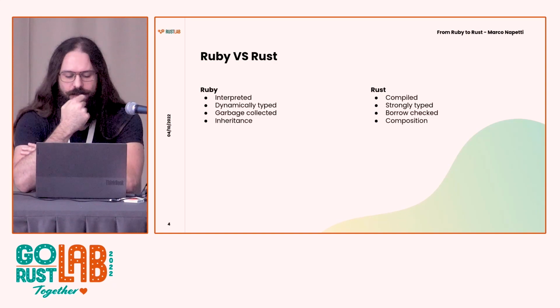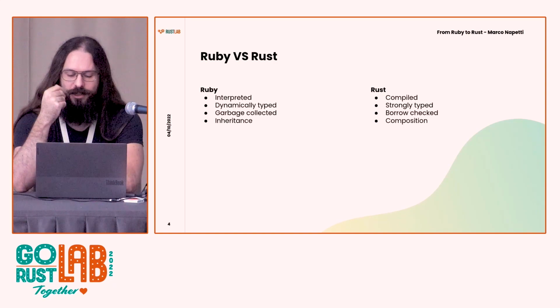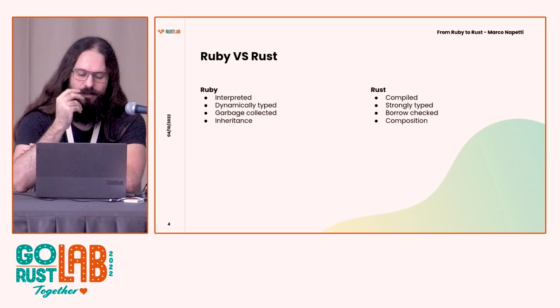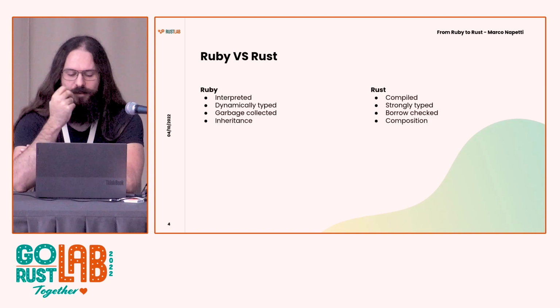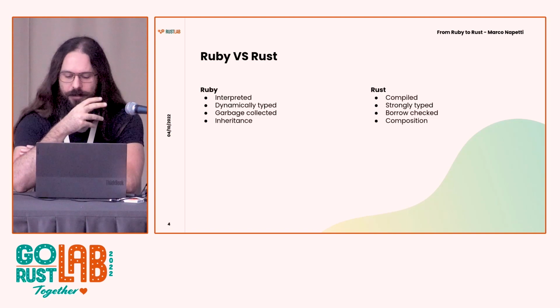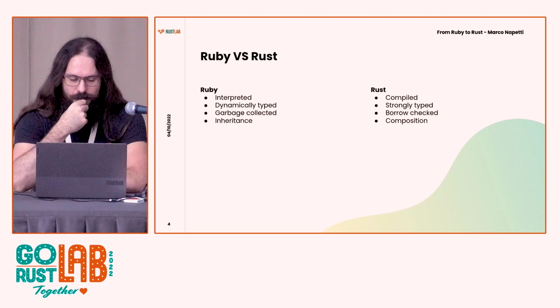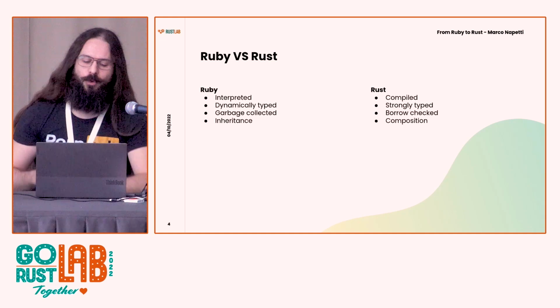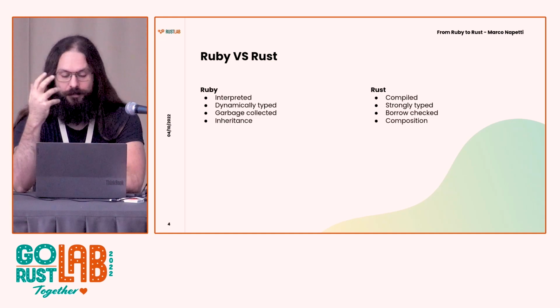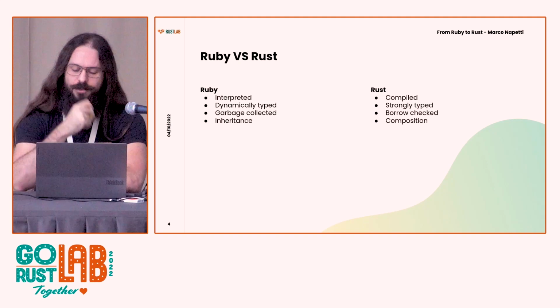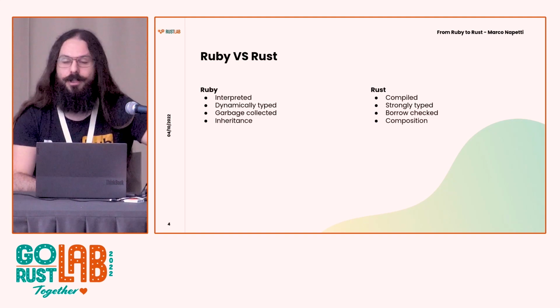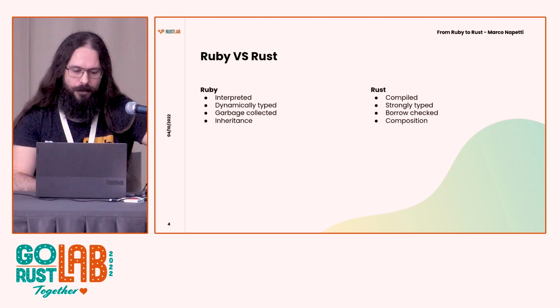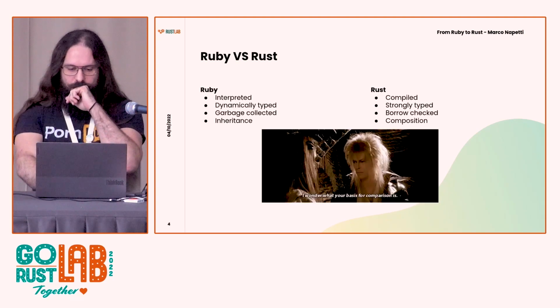Ruby is garbage collected. That means that at runtime there is a dedicated parallel process that frees memory occupied by unused variables. Where Rust is borrow checked. That means that the lifetime of every variable is defined at compile time, and you can't incur, for example, use after free errors. Ruby uses inheritance, while Rust uses composition. Inheritance is when you design types around what they are, while composition is when you design your types around what they do.